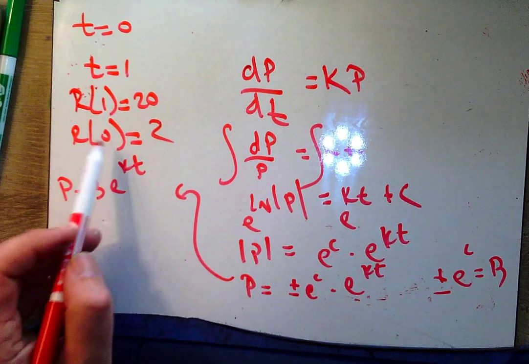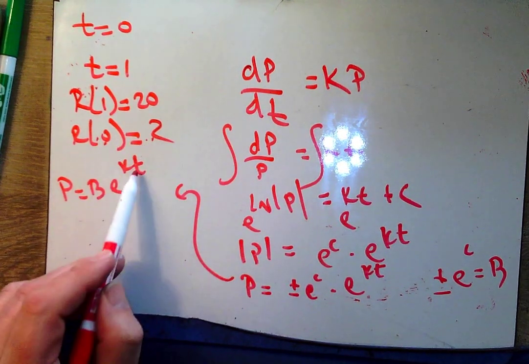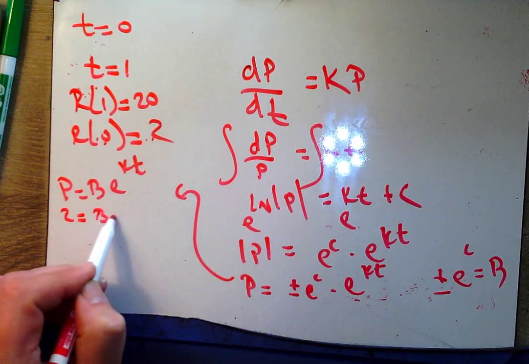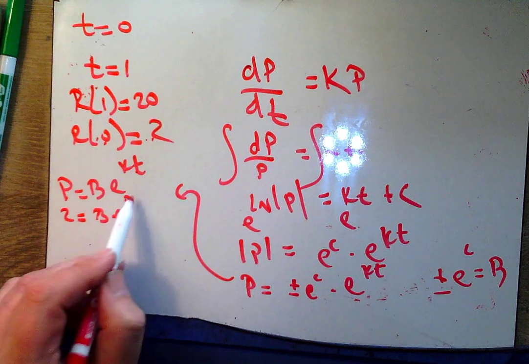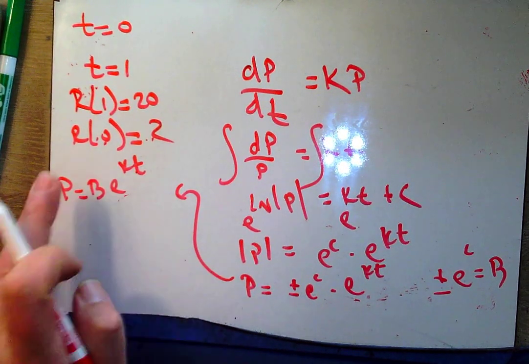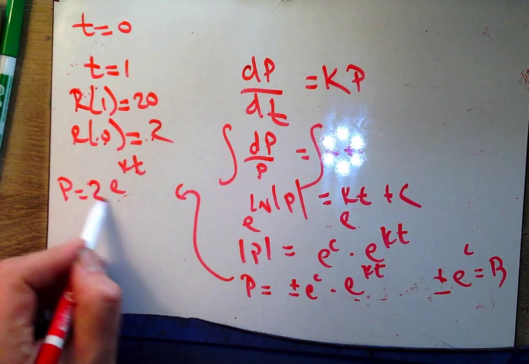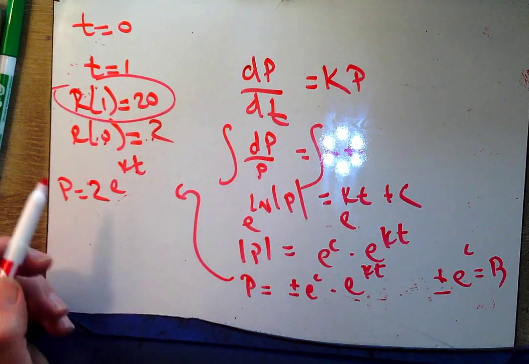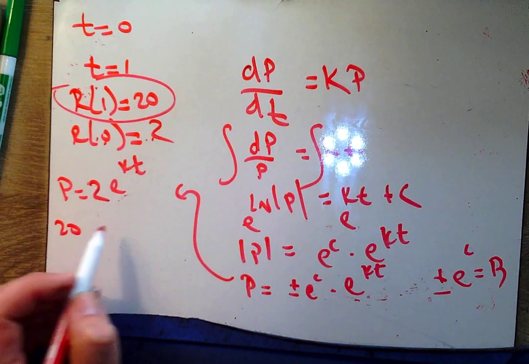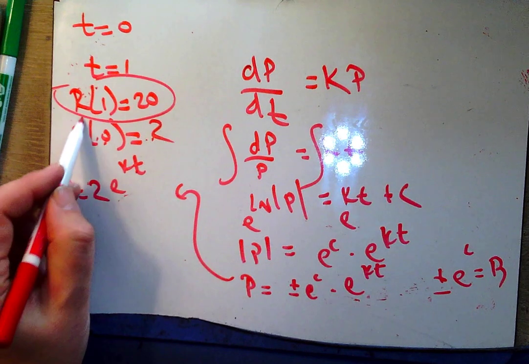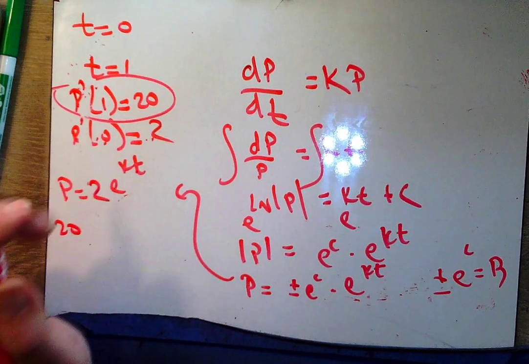All right, so we know the original amount. If we plug in a 0, we get 2. So 2 equals B e to the 0. E to the 0 is 1. 1 times B is B, so B must be equal to 2. And now let's plug in this other point. At time equal to 1, P is 20.